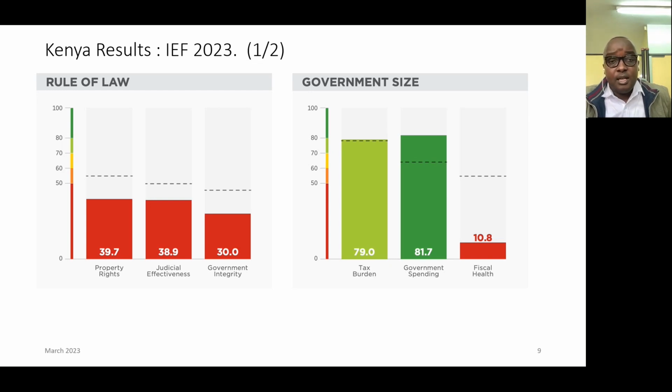So overall, the entire rule of law is weak. If you see the dotted lines above, those are world averages. On government size, it measures three things, which are the tax burden, government spending, and fiscal health. Kenya's score is 10.8, which is considered repressive. And largely on the fiscal health, what it measures is the average deficit for the past 3 years.